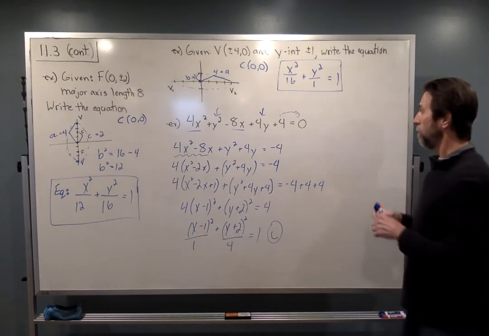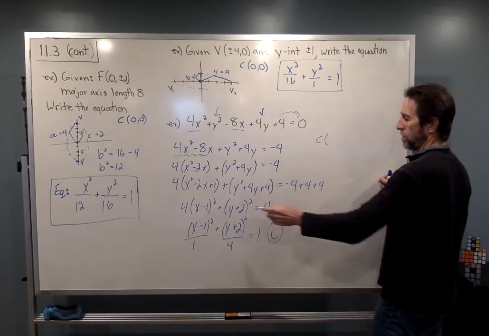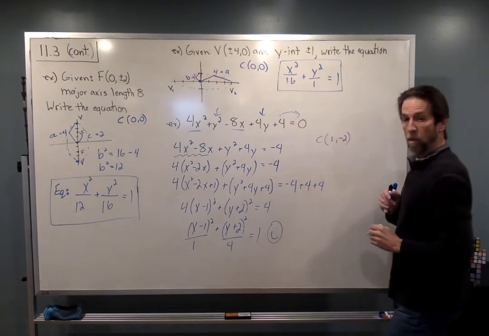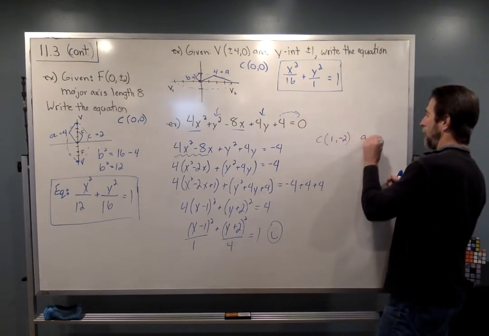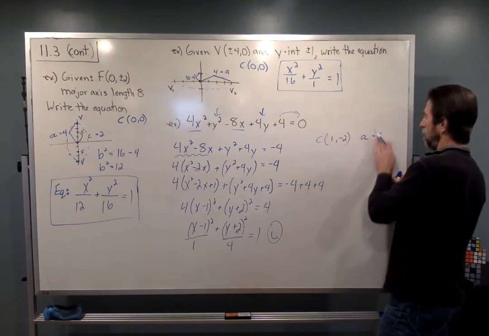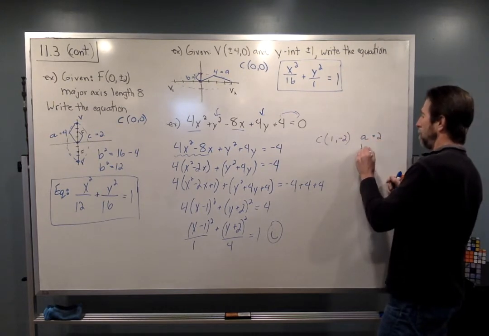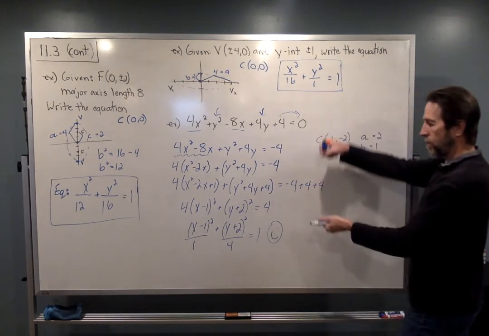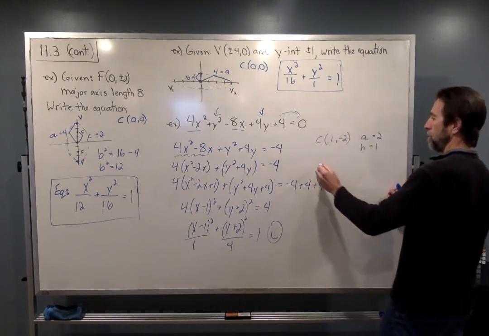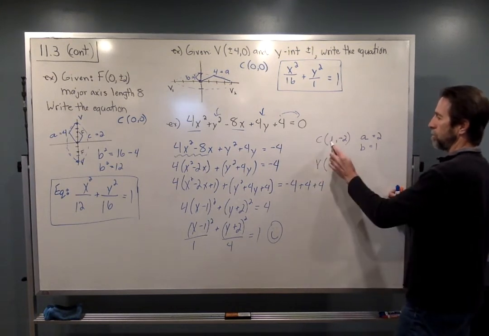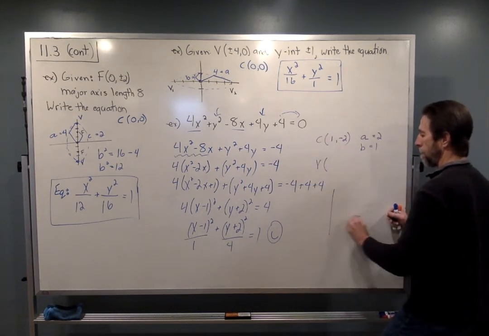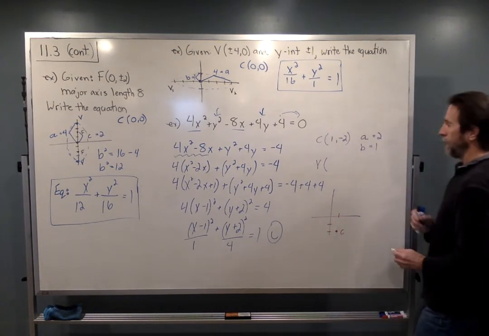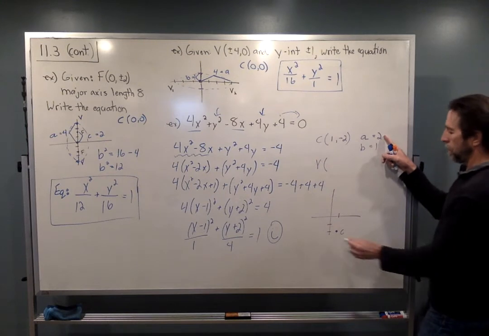I can figure out the center. Center is going to be 1, -2. I know what A is. A is 4. How about square root of 4? So it's 2. B is 1. I also know that this is going to be kind of a vertical ellipse. If I wanted the vertices, I could find them. So if I start at 1, -2, that's the center. I got to go up 2 and down 2 to get to the vertices.